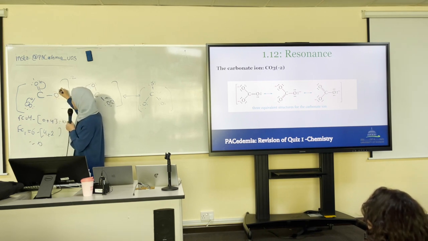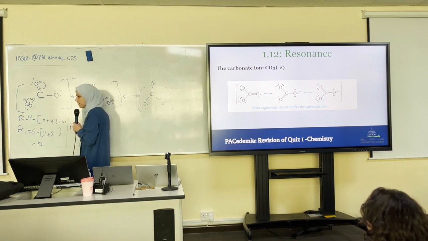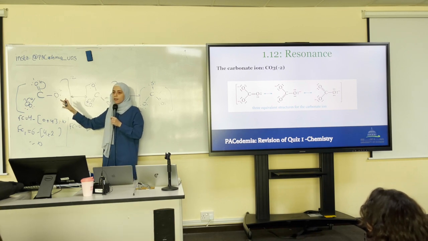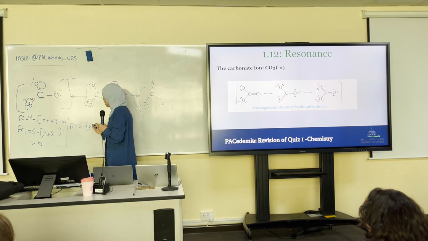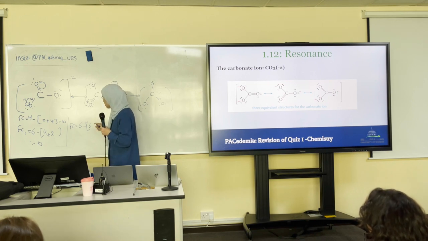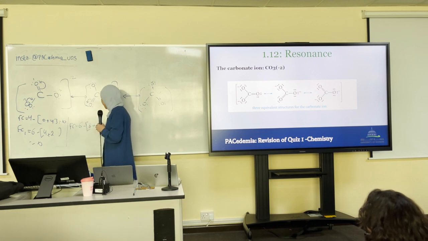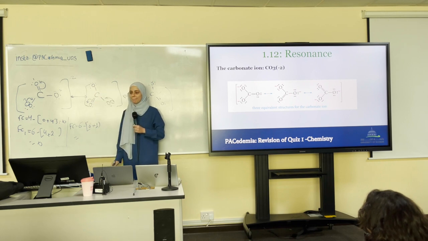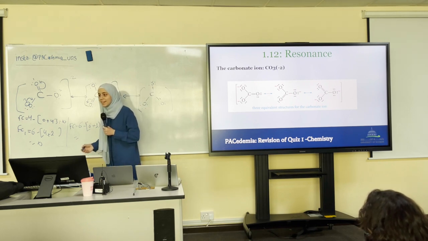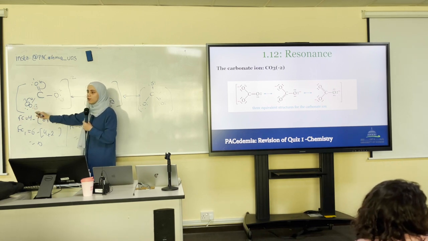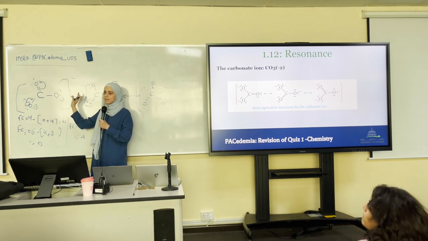Now let's talk about oxygen number two and oxygen number three. I will make them in one formula because they are the same. Six valence electrons minus six, plus how many bonds? One. So it will be negative one. So negative one from here and negative one from here. The formal charge for the whole structure is negative two.